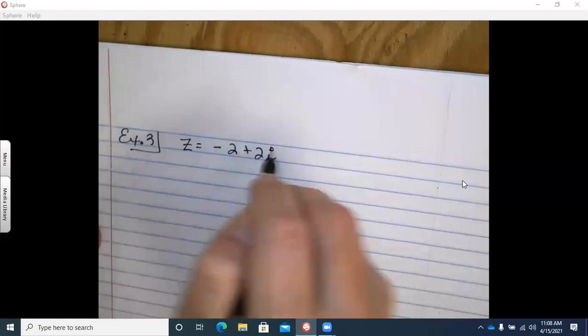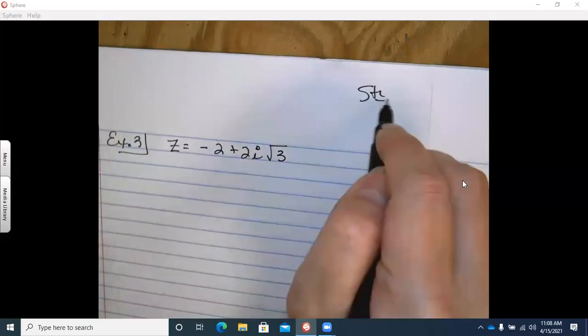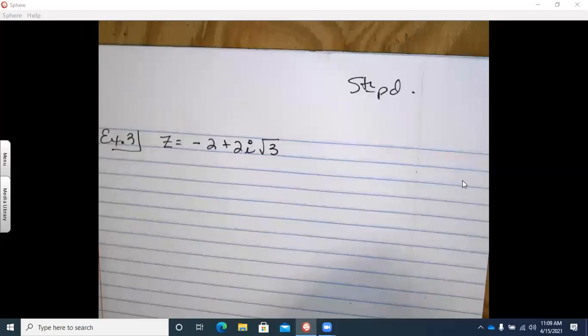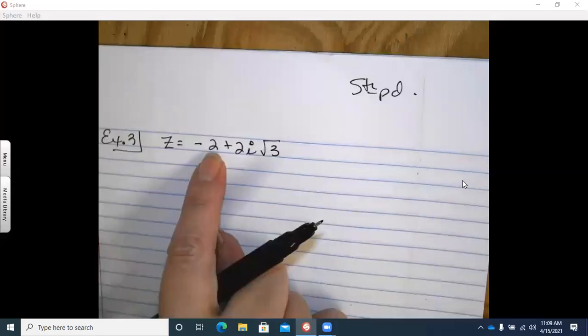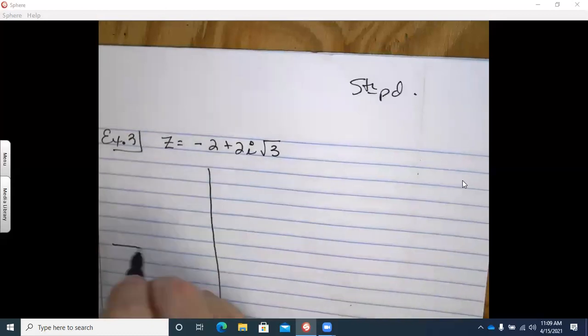All right, so example 3. Same directions, z equals -2 plus 2i times the square root of 3. Okay, so what quadrant is this going to be in? Second quadrant, because your real part's negative, your imaginary part's positive. So that's going to be somewhere in quadrant 2.